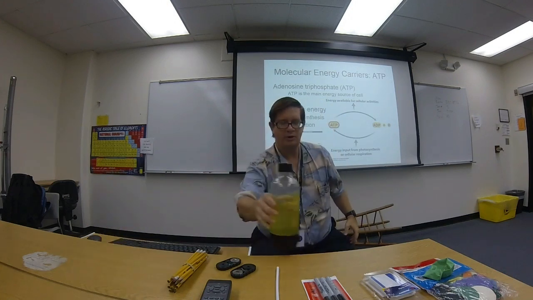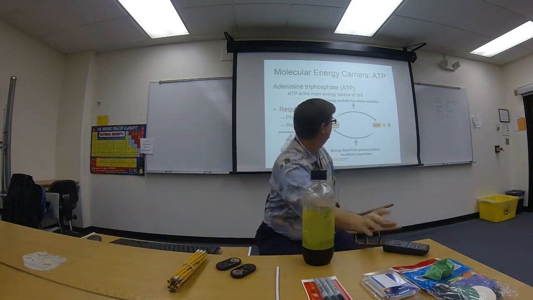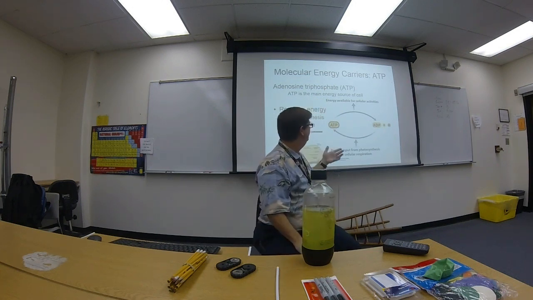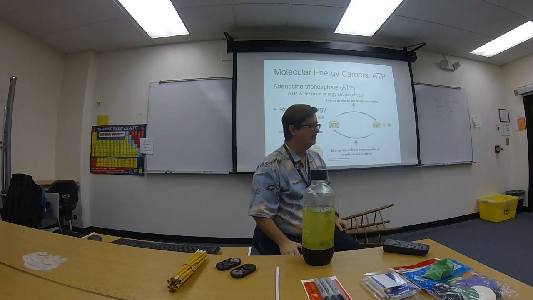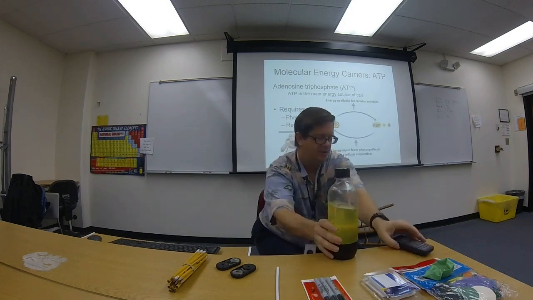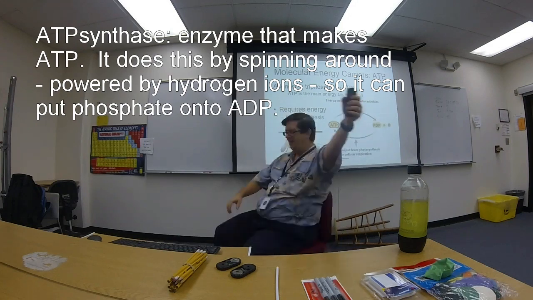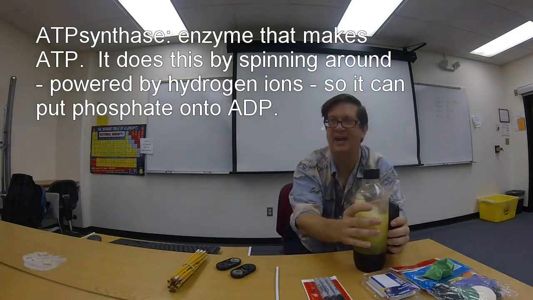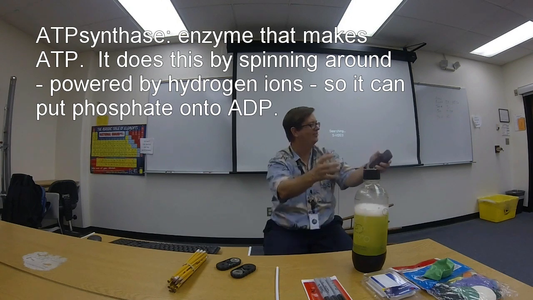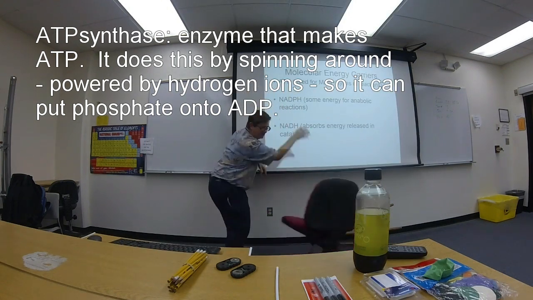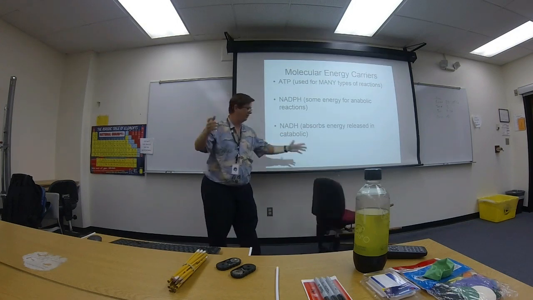So the way it works is that literally you have the spinning molecule. It is called ATP synthase. It synthesizes ATP. The way it does it is you have ADP, and it takes a phosphate and it spins around and it smashes them together. Literally, that's what it does. The ATP synthase is powered by the movement of hydrogen ions and it spins around. Okay? It literally does that.